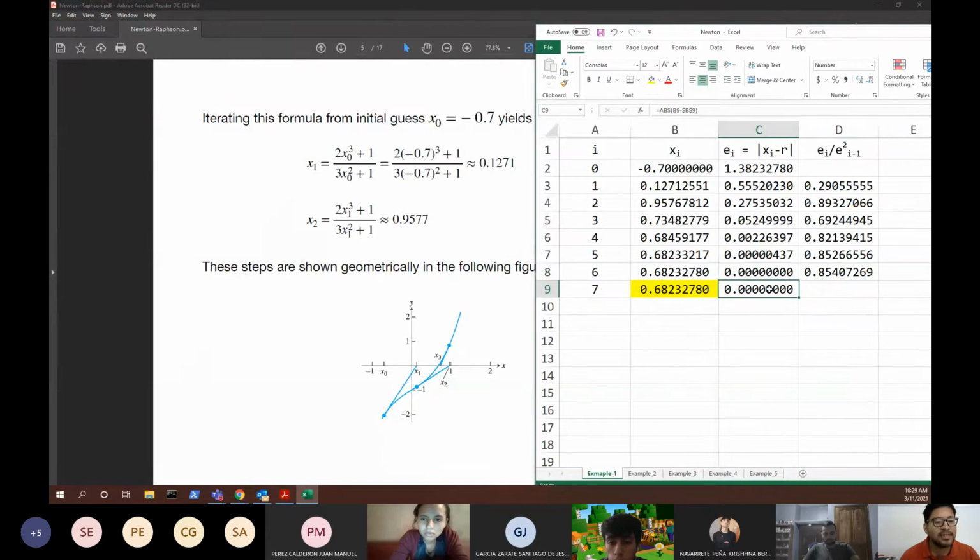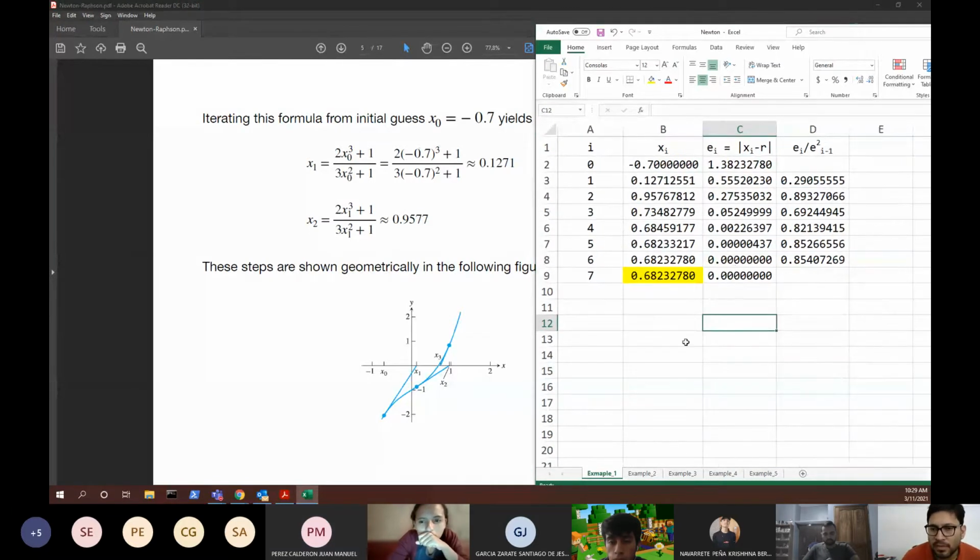Quiere decir que alcancé what I call the true value. Although it's not the true value, we are assuming that this is the true value. Okay? Okay, perfect. No problem. That's what the class is for. So any more questions? No? Pretty easy? Fácil?